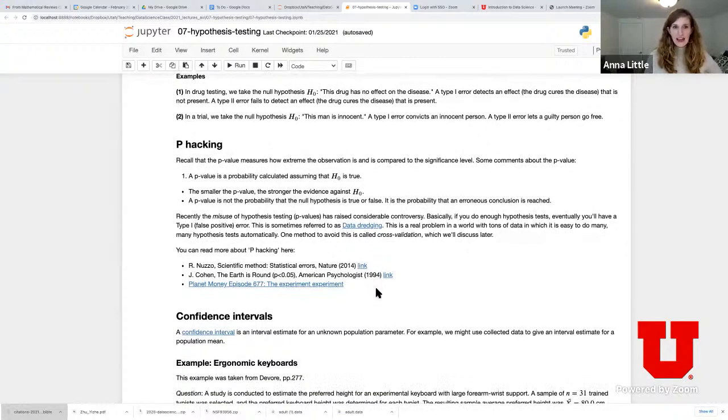Okay, another thing to mention is that in this era of big data, where we have massive data sets with an enormous number of variables, you're bound to discover patterns just by chance. And those patterns might not really be there. This is called p-hacking. The p-value measures how extreme the observation is compared to the significance level.